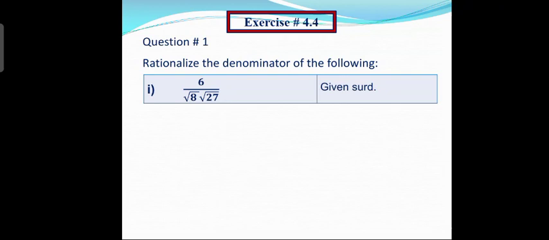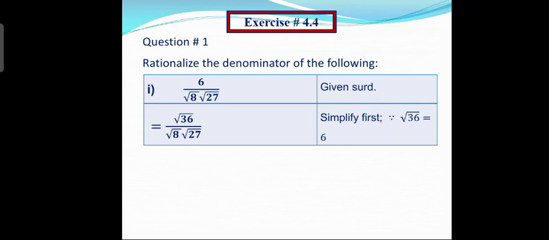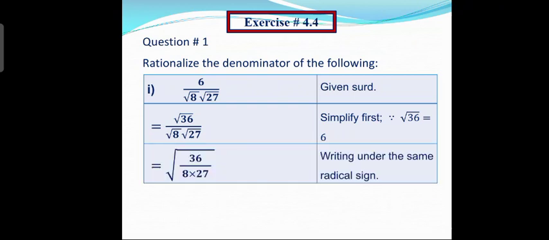6 over square root of 8 into square root of 27. This is the given surd. First of all, we simplify this. As you can see, square root of 36 can be written as 6 only. So 6 can be replaced by square root of 36 over square root of 8 and square root of 27. In this way, now the numerator and denominator both have the surds having second order. So you can write them under the same radical sign. It becomes square root of 36 by 8 into 27.